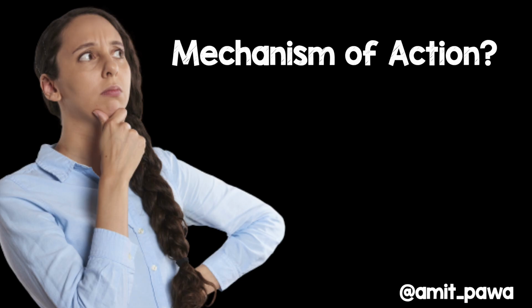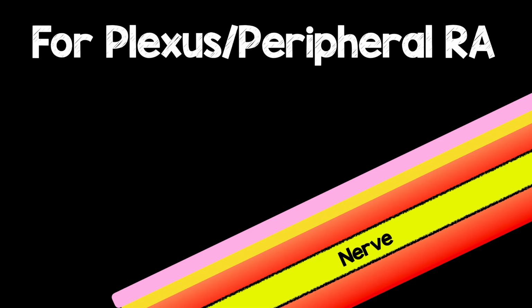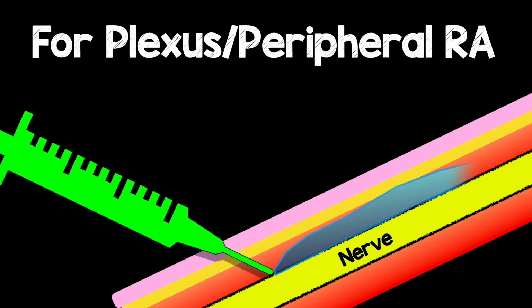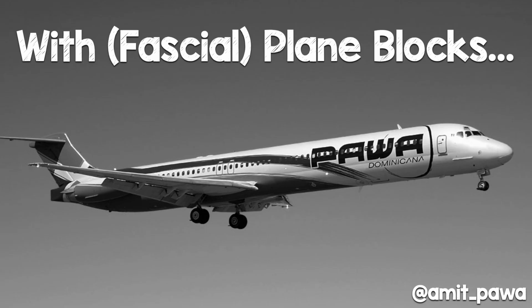So what is the mechanism of action of these blocks? Well, we know for a plexus or a peripheral regional technique, it's quite easy. You take a needle, you inject local anaesthetic in close proximity to a nerve, and that's how it works. But with fascial plane blocks, it's maybe not that simple. What are the proposed mechanisms?